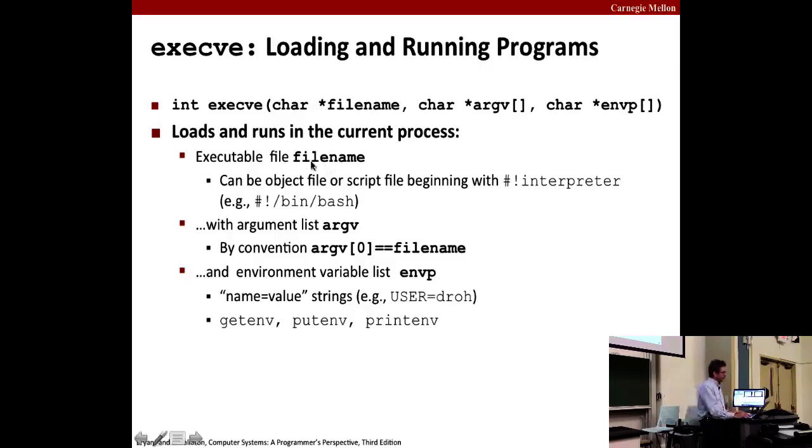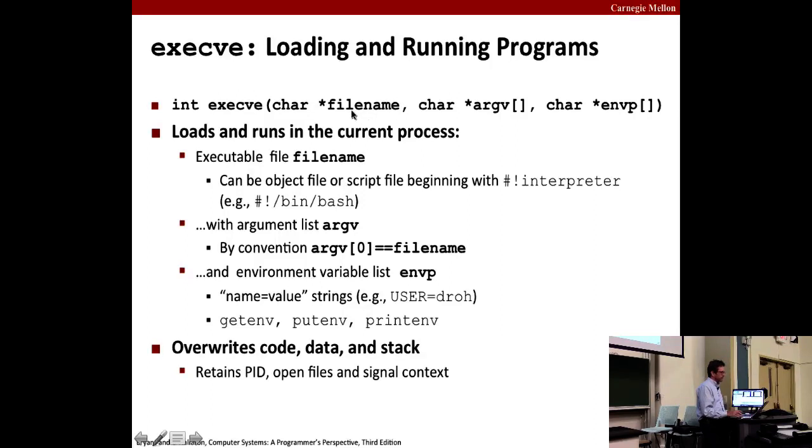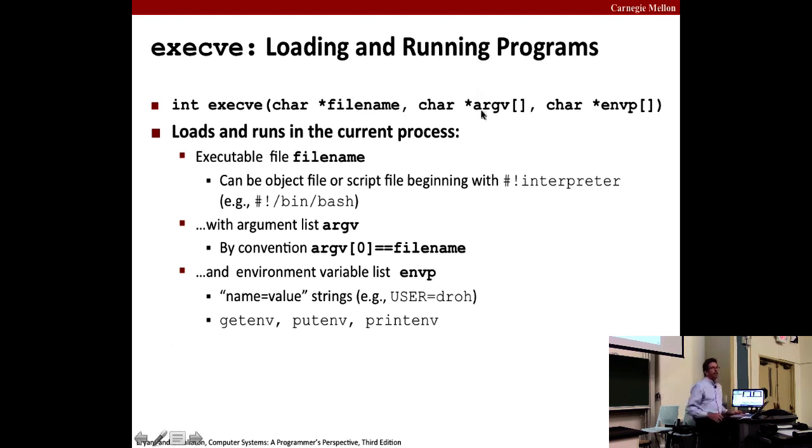So in either case, it executes either an interpreter or a binary with the argument list argv and a list of environment variables in envp. Now by default, the first argument in argv is the name of the file that's being executed. So it's this file name. What that allows you to do is, in your code, you can check argv[0]. If you want to print out the name of the program that's executing, you just print out argv[0].